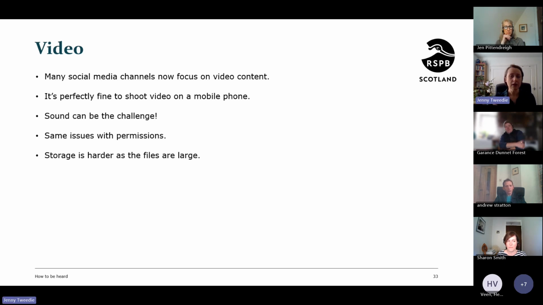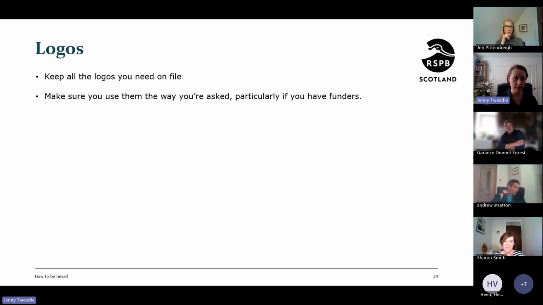And then videos, yes. Things like Instagram, for example, have moved a bit more onto video content. It doesn't need to be professional. You can just shoot it on your phone. Sound can be a challenge. You can get yourself a little microphone if that's useful. Same issue with identifying people and making sure you've got permission.